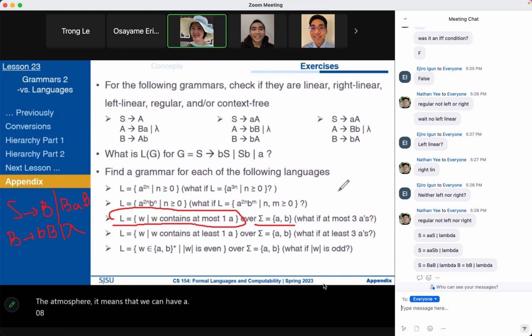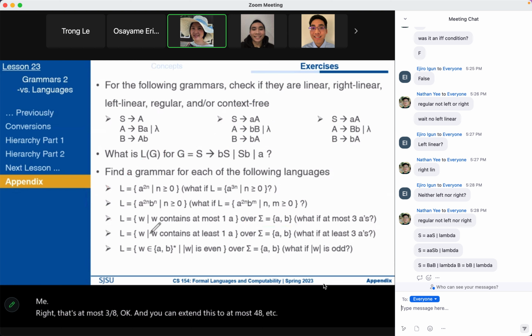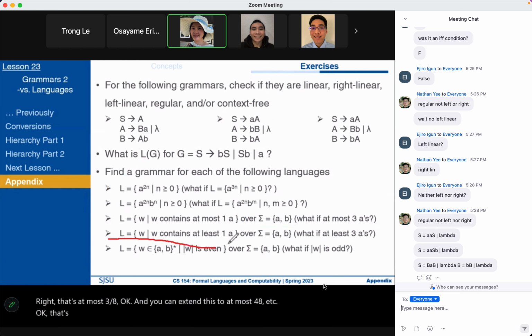Okay. So at most 3 A's means that we can have 0 A, 1 A, or 2 A's or 3 A's. So just write out all possibilities. 0 A, 1 A, 2 A's, and 3 A's, with B's in between. That's at most 3 A's. Okay, and then you can extend this to at most 4 A's, etc. Okay, so that's at most. What about at least 1 A?